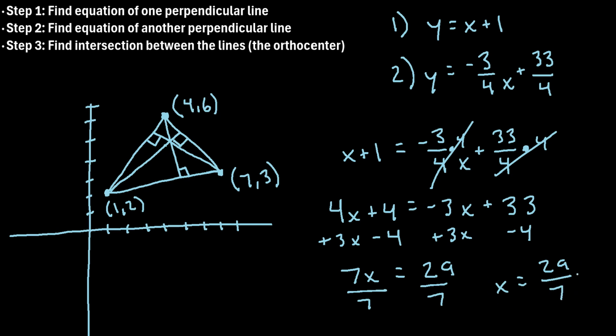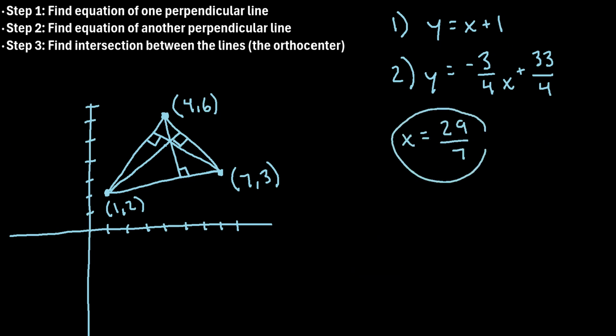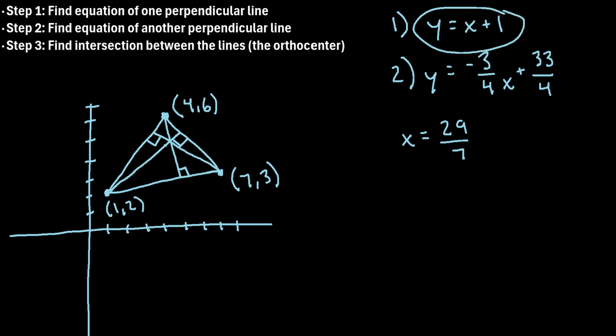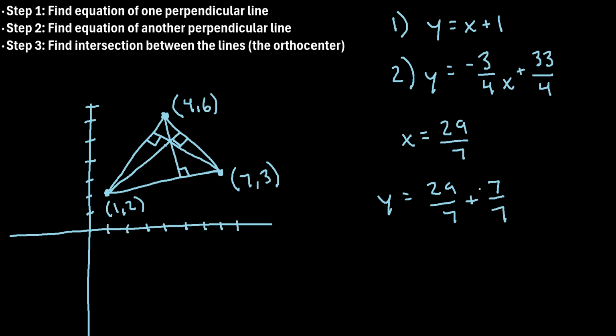Now that we've solved for x, we can plug in this x value into either one of these two equations and solve for y. So it looks like it's going to be much easier to use this first equation, so let's do that. So I'll make a little room right here again. Okay, so we said x is equal to 29 over 7, so let's plug that into this equation and solve for y. So we get y is equal to 29 over 7 plus 1. Instead of writing 1, we can write 7 over 7, which is the same as 1, and it has the same denominator here. So 29 plus 7, that is 36. So we get y is equal to 36 over 7.